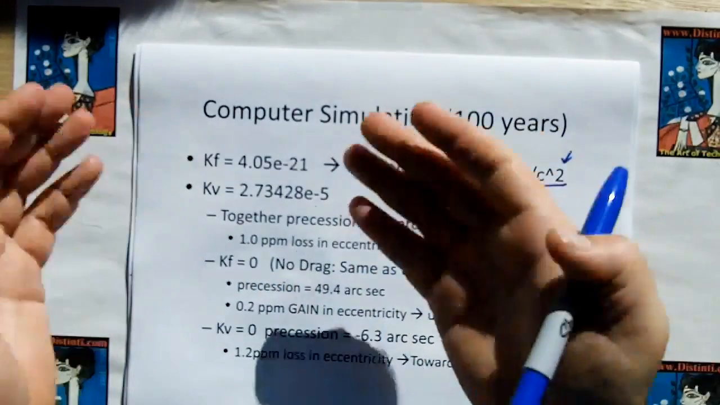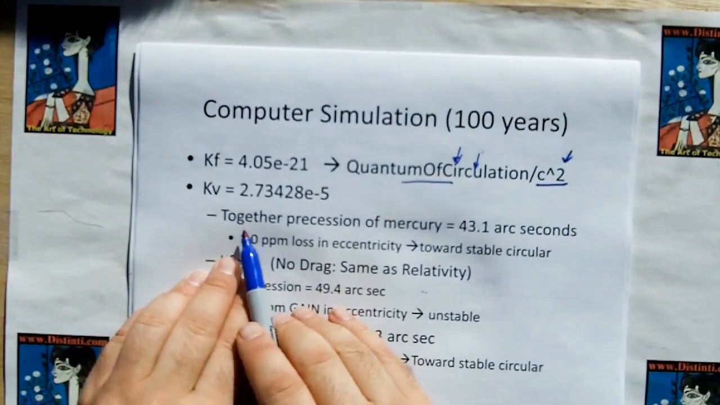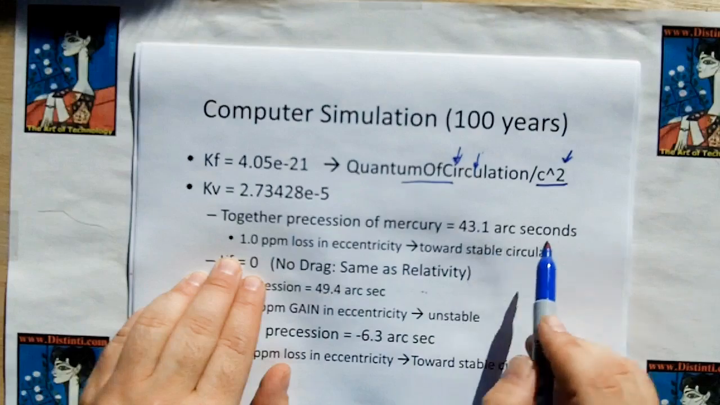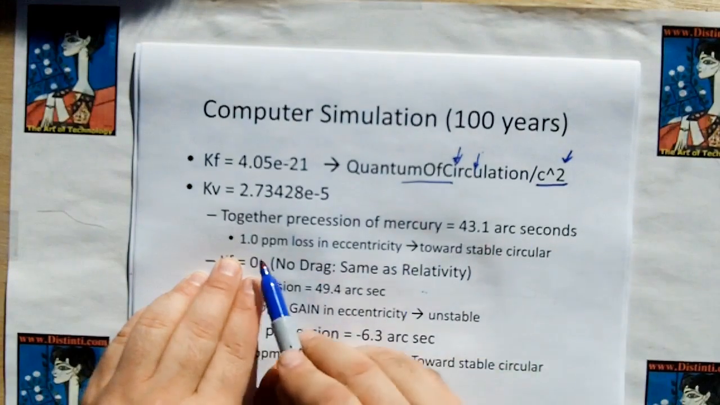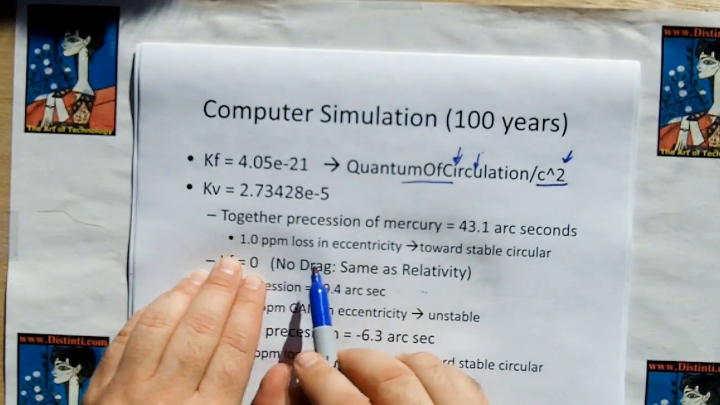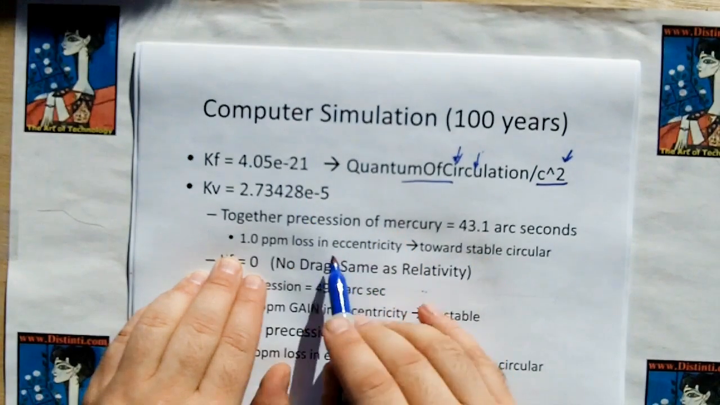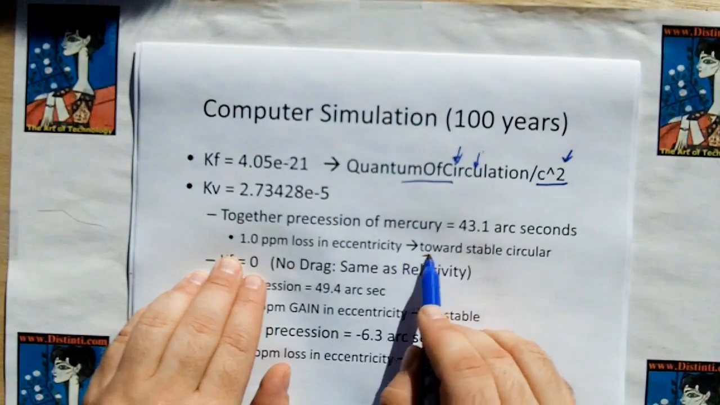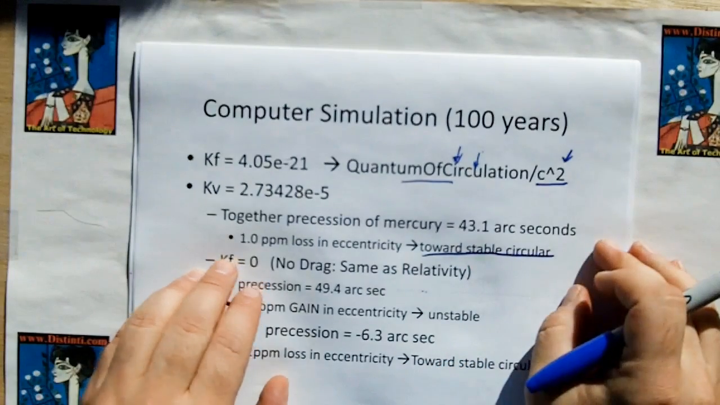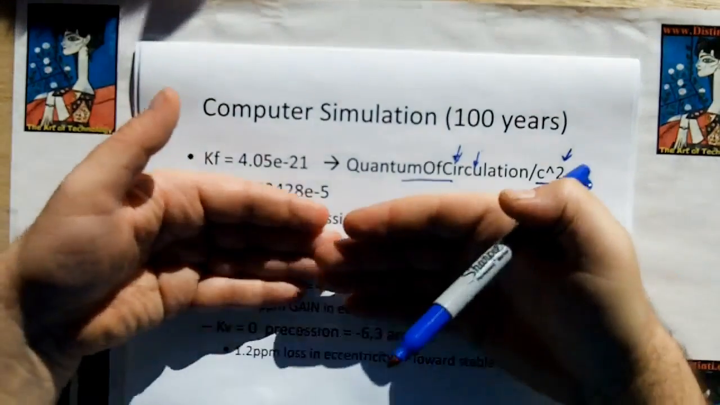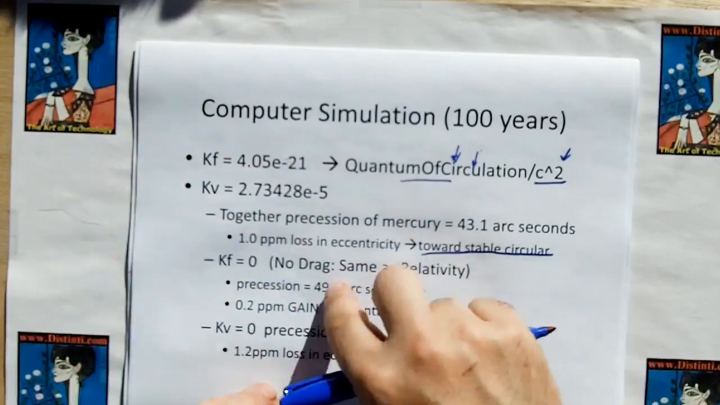So with these together, we get a nice precession of 43.1 arc seconds of Mercury, and we get a 1.1 part per million loss in the eccentricity, which means because of the friction, the orbit of Mercury is driving toward a circular stable orbit. And we're going to go down to this one over here. Forget this for a second. We'll talk about that in a second.